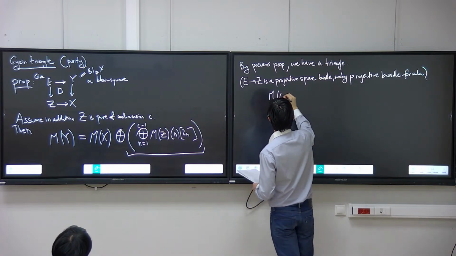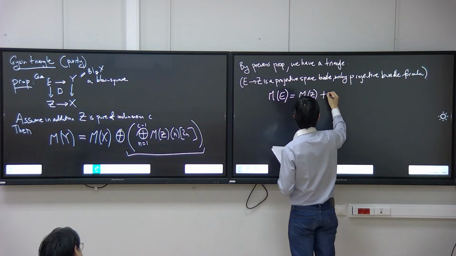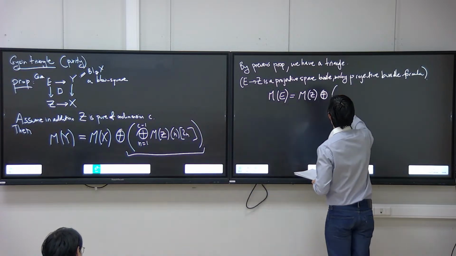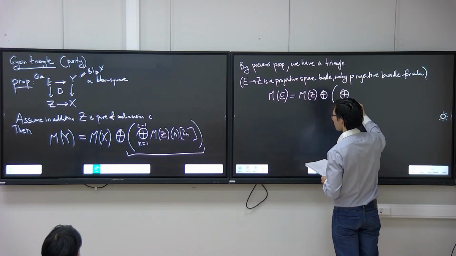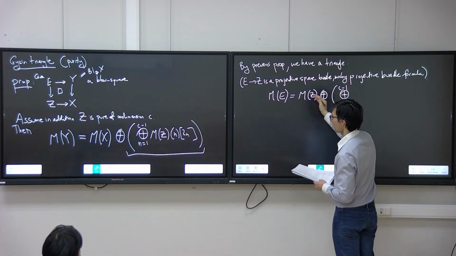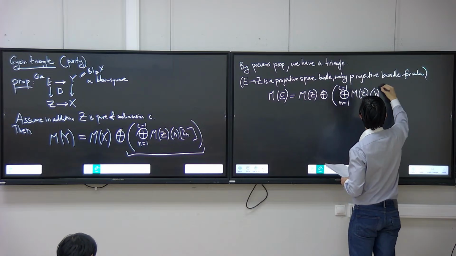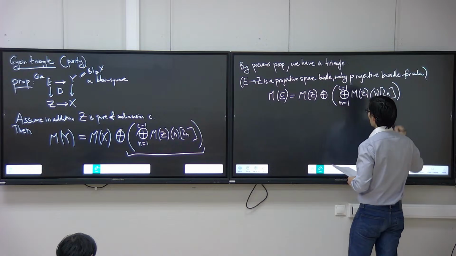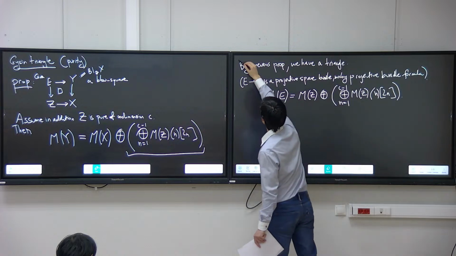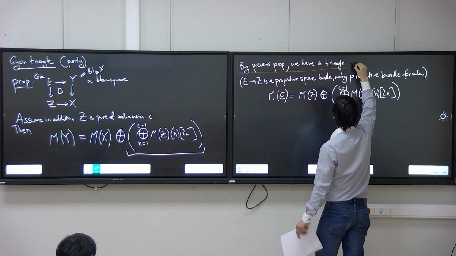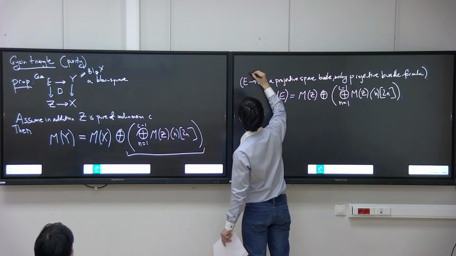the motive attached to E is equal to M of Z plus this part here. I mean, in the projective space bundle formula, I just started summing from n equals 0, but here I start from, say, n equals 1, just because I put M of Z outside. So let me get rid of this part here, and write proof instead.